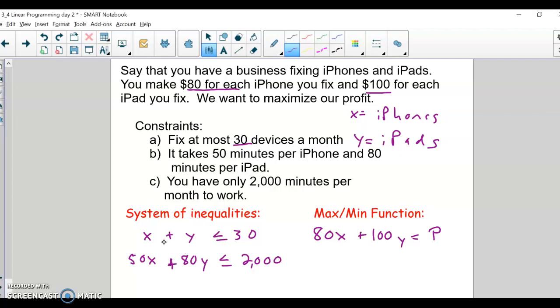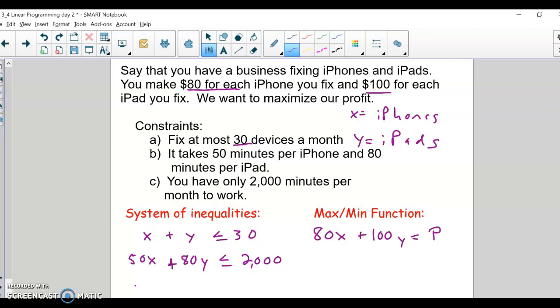Oftentimes this is the hard one that kids miss, because they want to put a number here and here, but this is just the number of these phones plus the number of these is less than or equal to 30. That's where knowing what x and y are, how many you're fixing, is really important to understand when you do your inequalities and your min-max function.